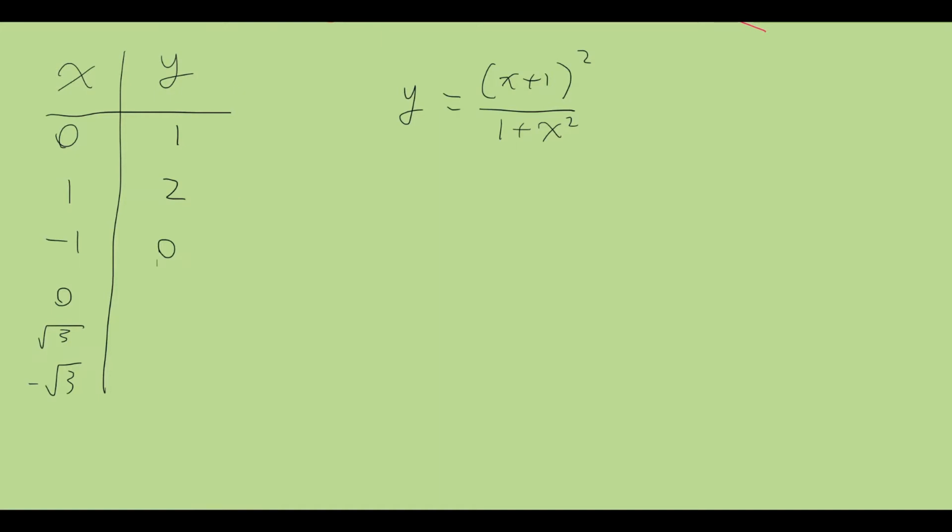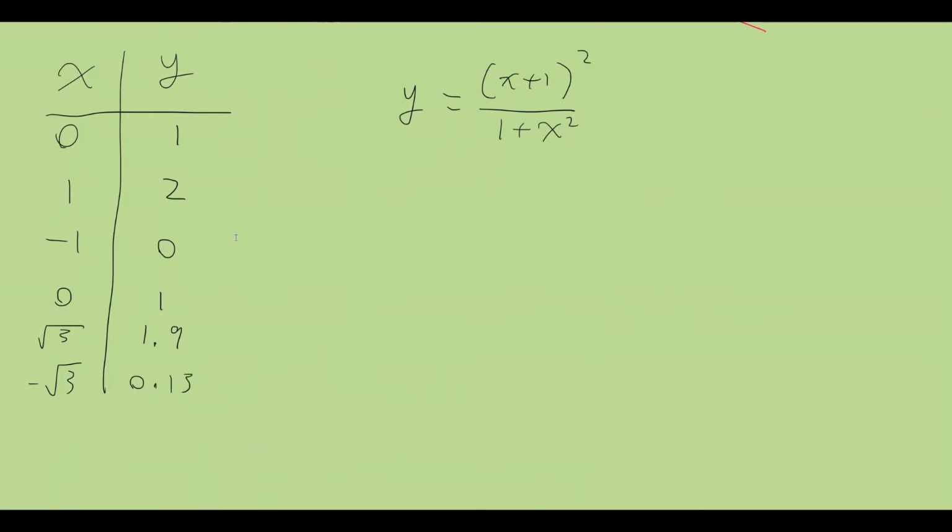Let's see. And when x is 0, we get 1. So we actually covered that already. Okay, that's 1 again, repeating. When x is radical 3, now this is where you might need a calculator to help you, but it's approximately 1.9. And when x is negative radical 3, it's about 0.13.